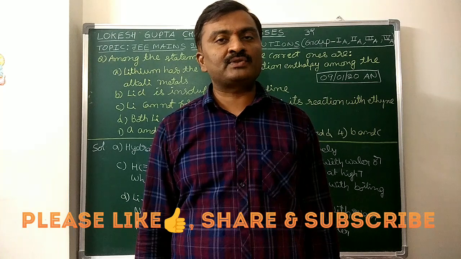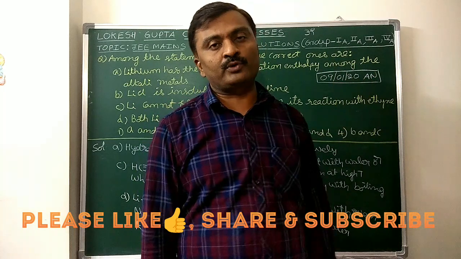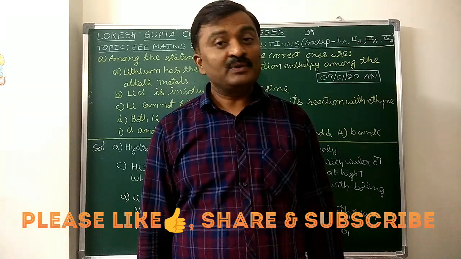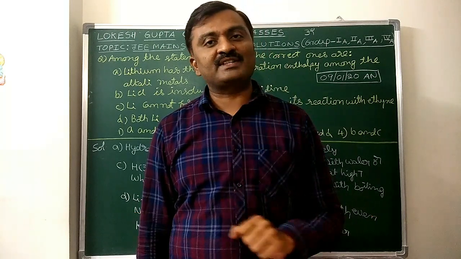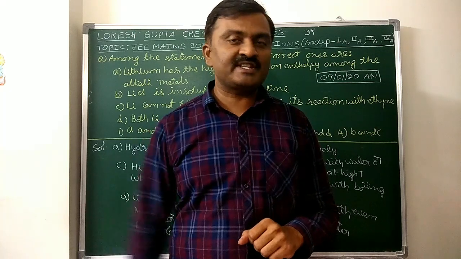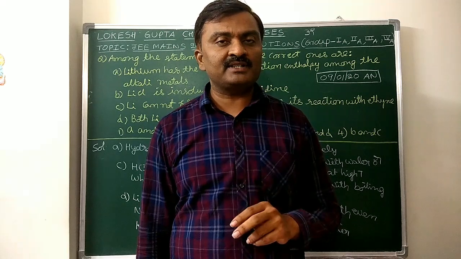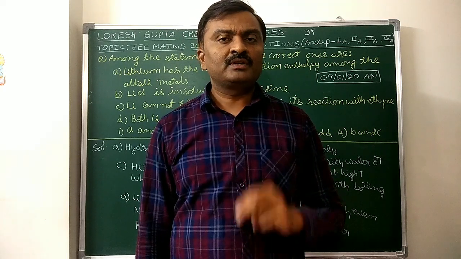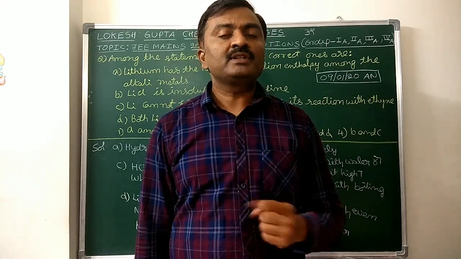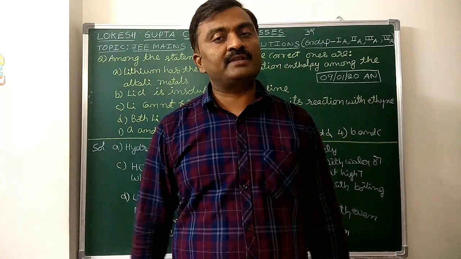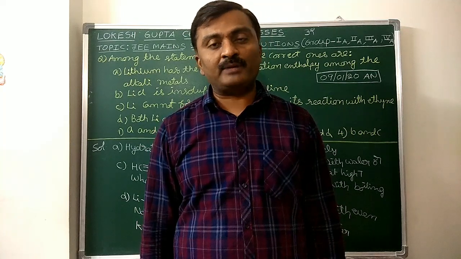Today I am going to give the solutions for the questions from group 1A, 2A, 3A and 4A group elements. See students, from these four groups together, only 5 questions were given out of the 6 papers, 3 to 6 papers. 2 questions were given from 1A group elements, alkali metals. 2 questions from 2A group elements, alkaline earth metals. Only 1 question from 3A group elements. No question from 4A group elements, carbon family. Now let me explain one by one.